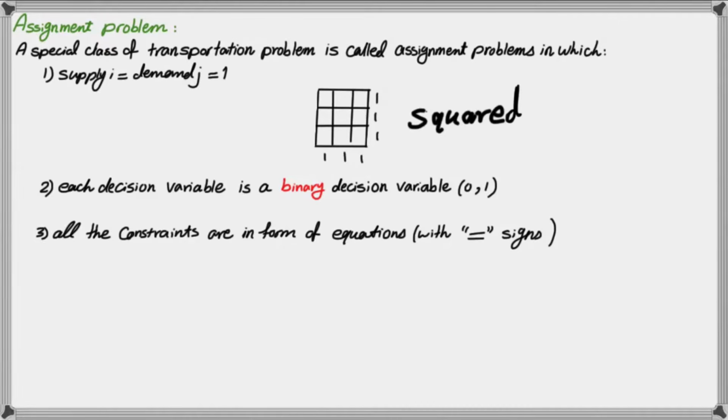The third condition is that all the constraints are in the form of equations. In your transportation problem, for the supply constraint, you had less than or equal, and for the demand constraint, you had greater than or equal signs. But in this case, all the constraints are going to be in the form of an equal sign. So these are the three main differences between the transportation and assignment problem.